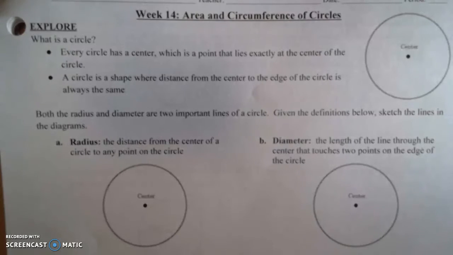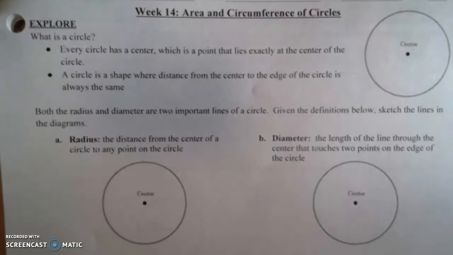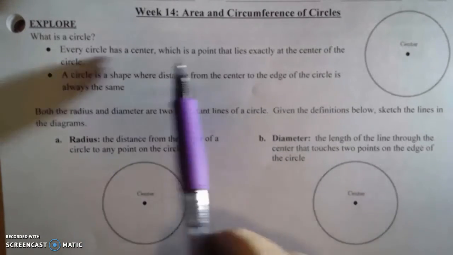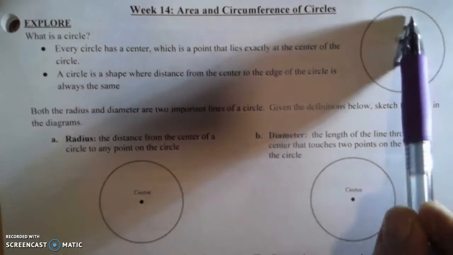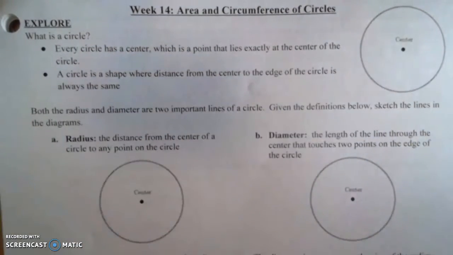I think you're going to like this first lesson from week 14. We're just going to talk about area and circumference of circles. So, things that you already know about a circle: every circle has a center, and it's exactly in the center, so it's the same distance to any point on the line of the circle.